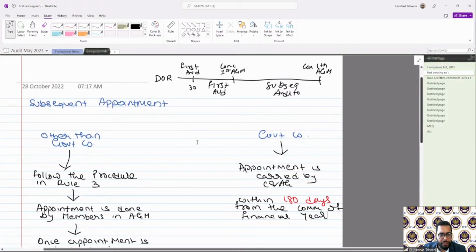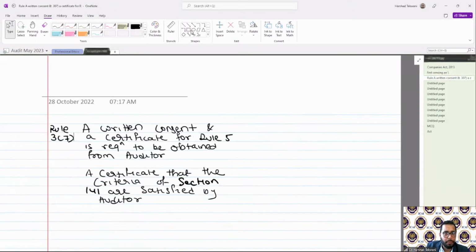Now we'll come to a special point over here. That specific and special point is Rule 5. What is this rule about? The auditor is required to certify that he has complied with Rule 5. Now, what is Rule 5? Rule 5 talks about rotation. Rule 5 says that in certain classes of companies, there will be a break between the auditor's appointments. I'll show you with an example, then it will be very easy to understand.